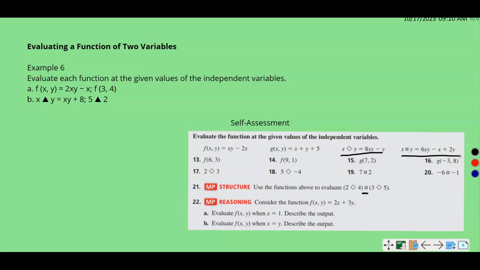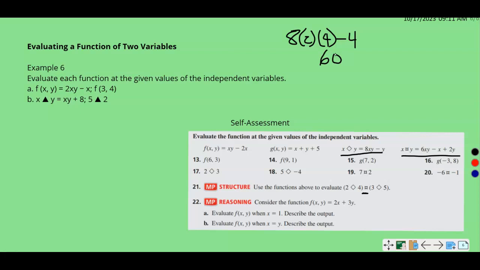So 2 diamond 4, that means 2 is x, 4 is y. So we're going to put in 8 times x times y, and then minus y. So that's going to be 32 times 2 is 64 minus 4, that would be 60. So 2 diamond 4 is 60.